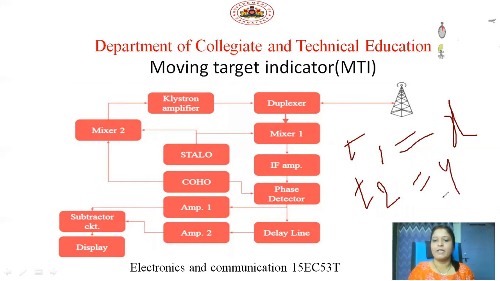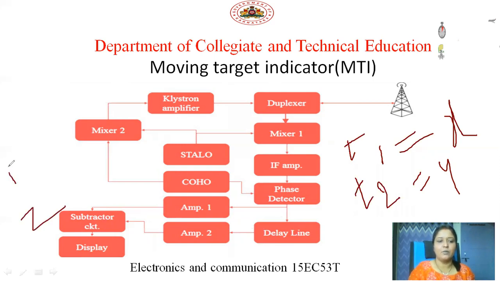It is y here. Here you'll get the x applied at amplifier 1, and at t2, after some time delay, we'll have y applied here. Now the x and y both are applied to the subtractor circuit, and we'll have the output as z here.